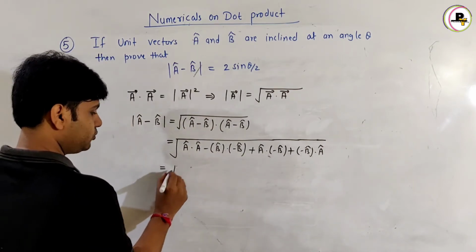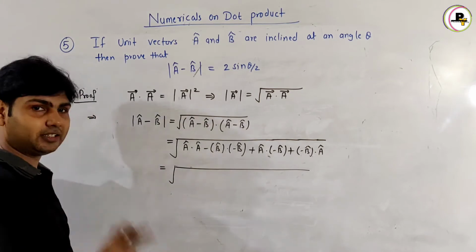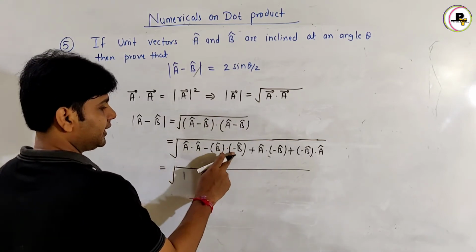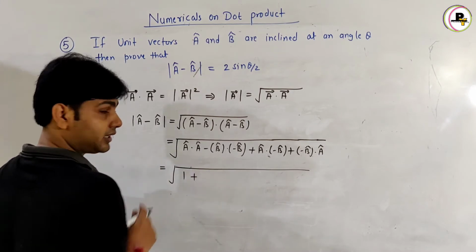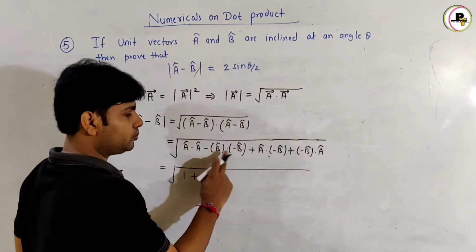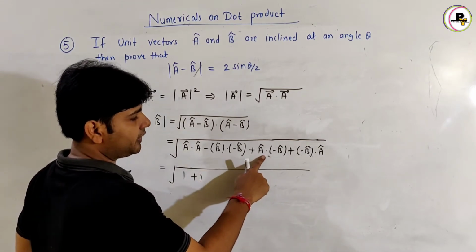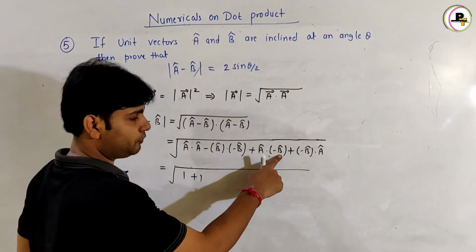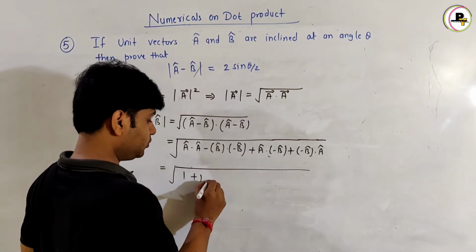And as I know that the dot product of two same unit vectors is always equal to 1, so it will be 1. And if I multiply minus sign with minus sign, then I can write here plus sign, and the dot product of two same unit vectors will again be plus 1. And now if I take the dot product of a cap with minus b cap, then it is equal to what?